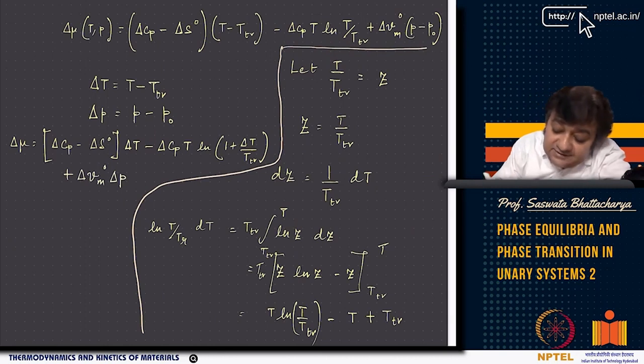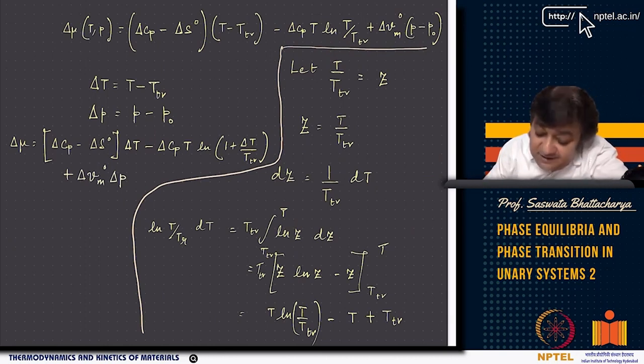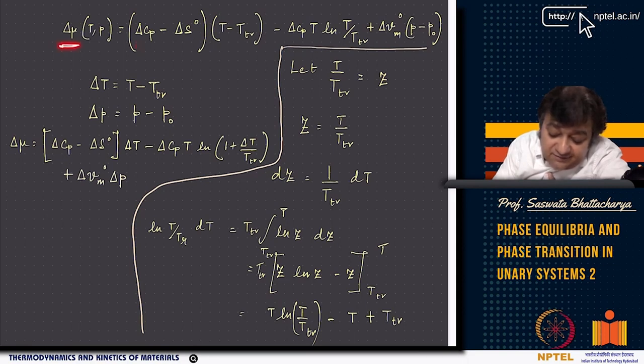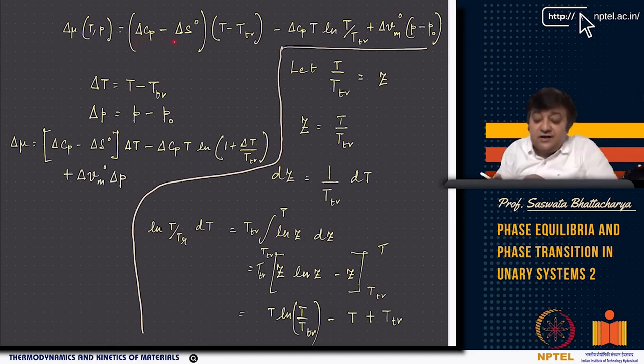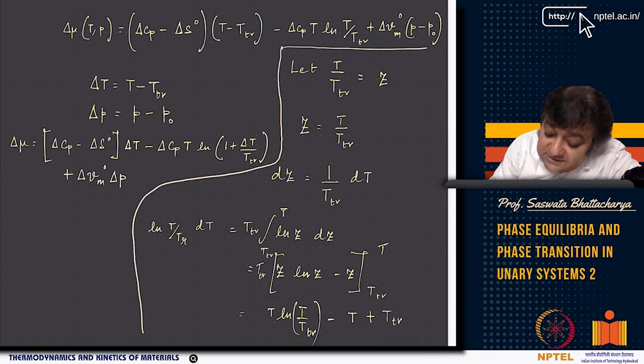Now if I look at this, you do a little bit of algebraic manipulation, which I have done here. Say for example, I have taken T by TR to be Z. So dZ is 1 by TR dT and all this stuff. Then basically what you get is that Δμ, the change in chemical potential between alpha phase and beta phase, is related to the difference in specific heat capacities of the two phases. ΔS0 is the difference in entropies of the two phases at the reference temperature and reference pressure. And then there is a T minus TR, right?